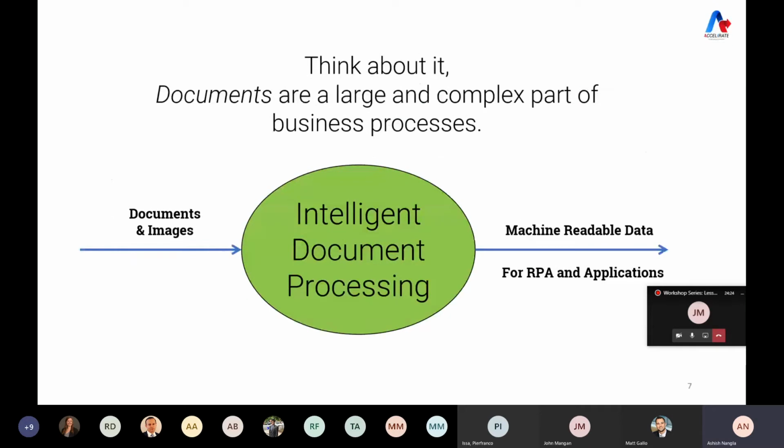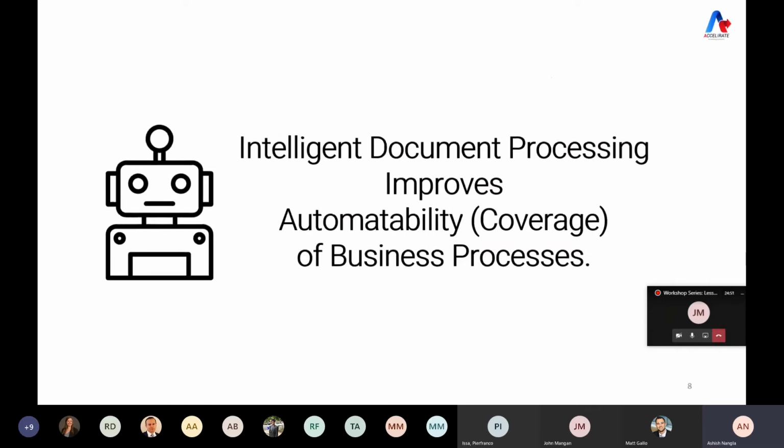Essentially, what you're thinking is when you're looking at documents and intelligent document processing, it essentially means taking documents and images that come in and making them machine-readable information that can actually be processed by an RPA or an application. So it doesn't have to be just RPA or just an application. I believe we should be able to do both. So that's the overall concept of intelligent document processing.